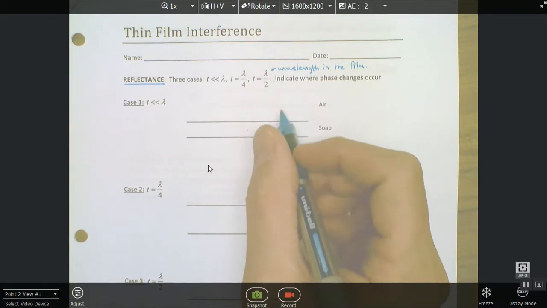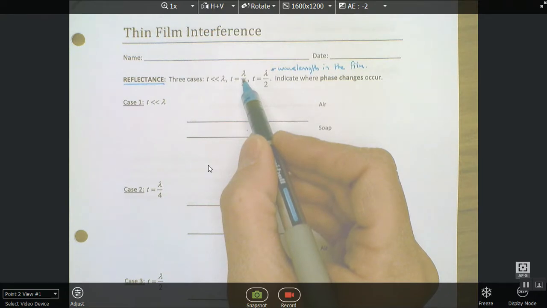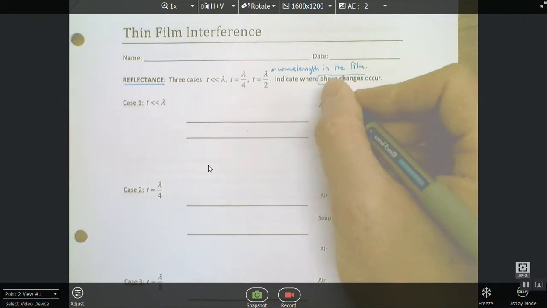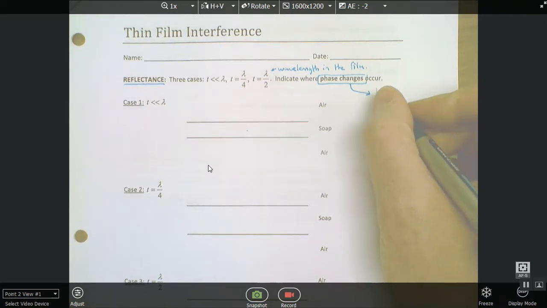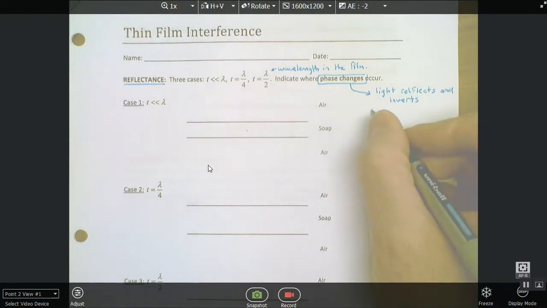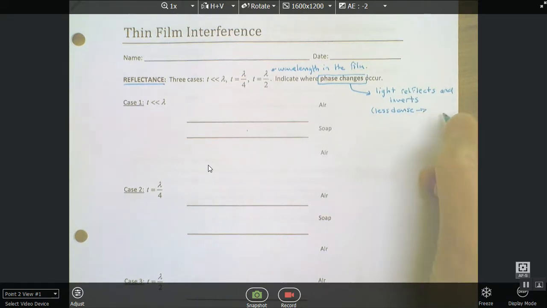So we have to keep in mind that when we talk about this thickness, we're referring to the wavelength in the film, okay? And we're going to indicate where phase changes occur. A phase change is when the light reflects and inverts. So when the reflected ray is inverted, remember that this happens whenever you go from a less dense optical medium to a more dense optical medium.